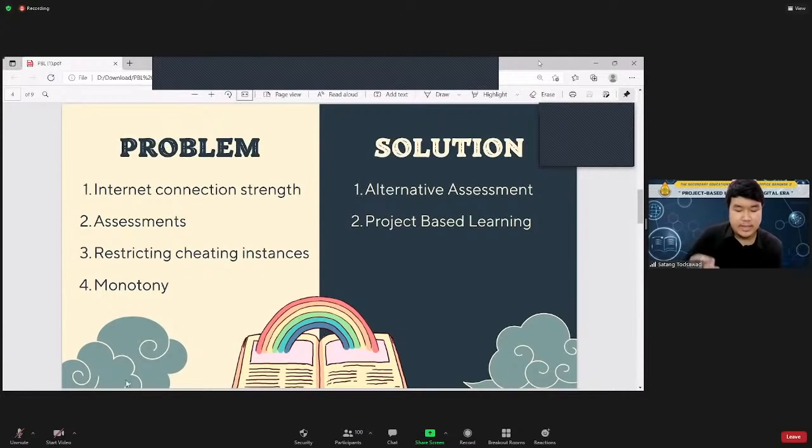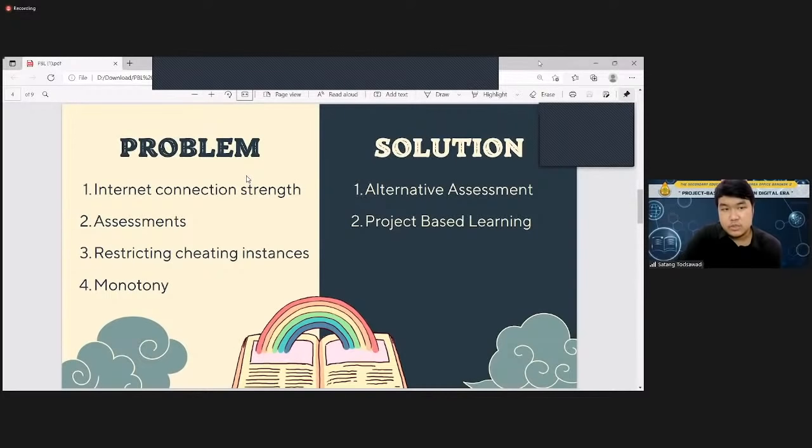And the last one, it is the most significant challenge for online teaching. It is the monotony, or in another word, boredom. The students are bored in learning online. And I have 2 solutions here. The first solution will solve the problem of the assessment. It is the alternative assignment. I'm sorry, alternative assessment.